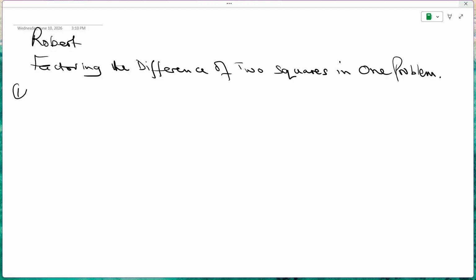Let's suppose we had the first example given as: factor 16m to the power 4 minus n to the power 4. You can clearly see that this is the difference of two squares, and this can be written as (4m squared) squared minus (n squared) squared.